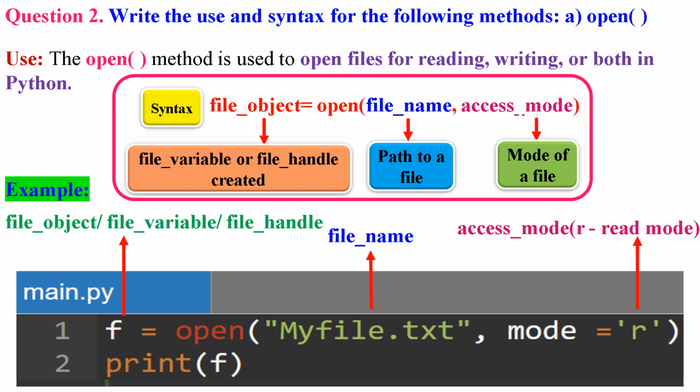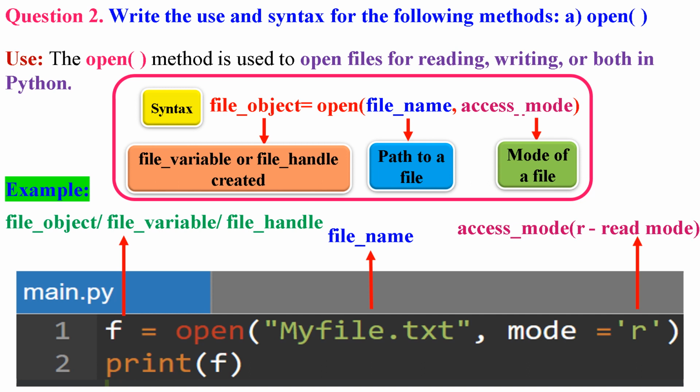Here the first argument with the open function is the name of the file to be opened, the path to a file, and the second argument describes the mode, that is, how the file will be used throughout the program, whether read mode or write mode or append mode. This is an optional parameter as the default mode is the read mode, reading.